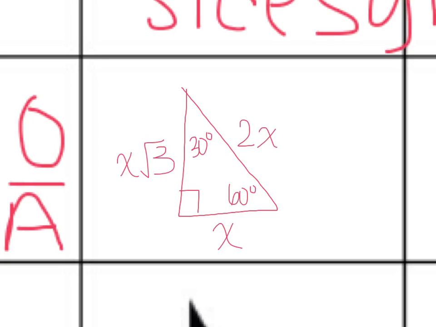So let's say I was given the long leg. Then I would have to work backwards and divide by root 3 to find the short leg. If I had the hypotenuse, that means I'd have to divide by 2 and work backwards to find the short leg. So everything's kind of based off this short leg right here.